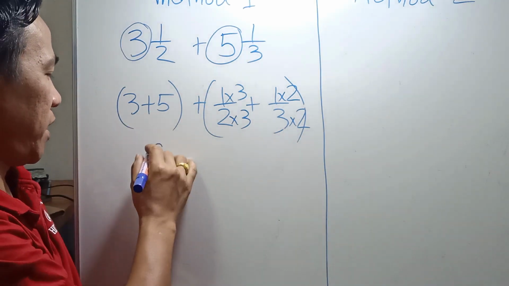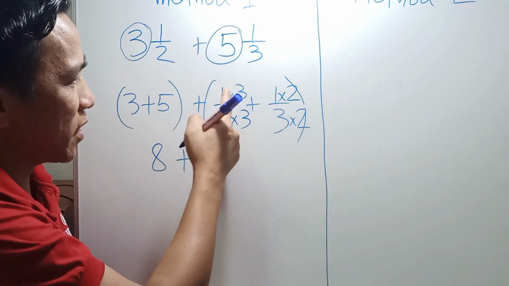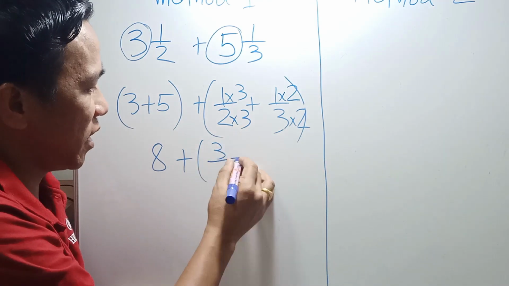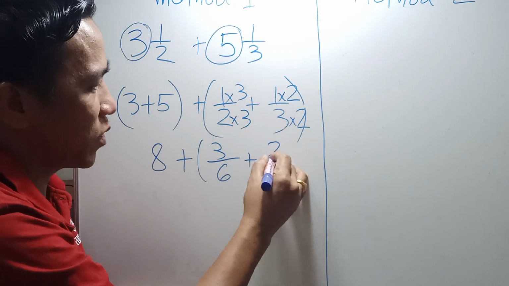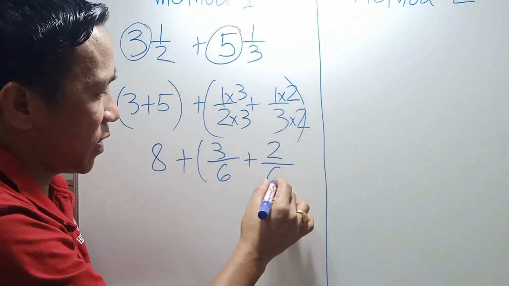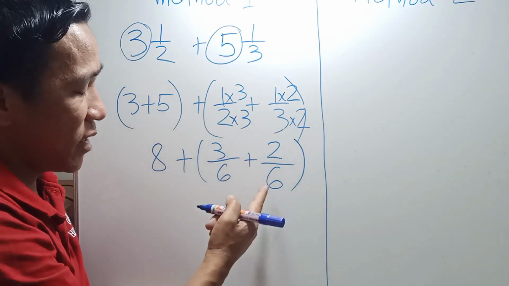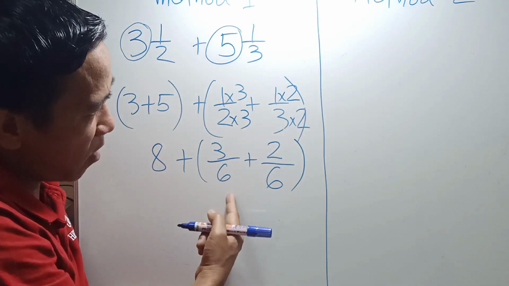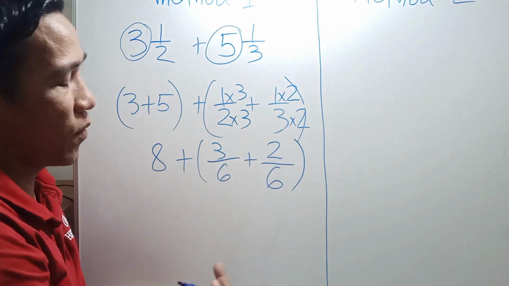3 plus 5 is 8. Plus, so what is 1 times 3? 1 times 3 is 3. 2 times 3 is 6. Plus, 1 times 2 is 2. 3 times 2 is 6. So as you can see now, you made the denominator the same. Okay? Or you found this common denominator of the two.